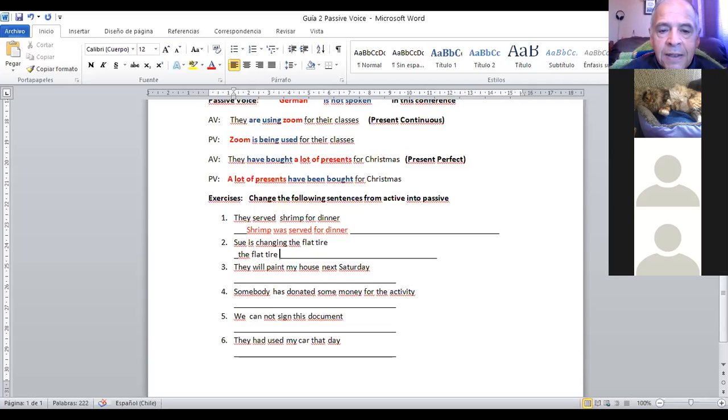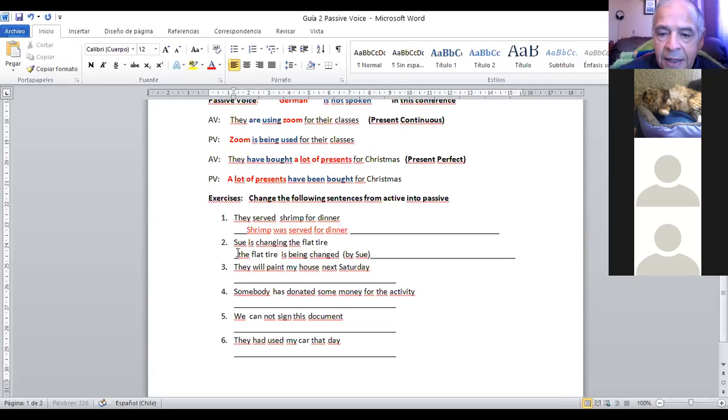So the flat tire is, then being, and changing. What is the participle of change? It's a regular verb. So changed. The flat tire is being changed. You can leave it in there, but you can also put by Sue.